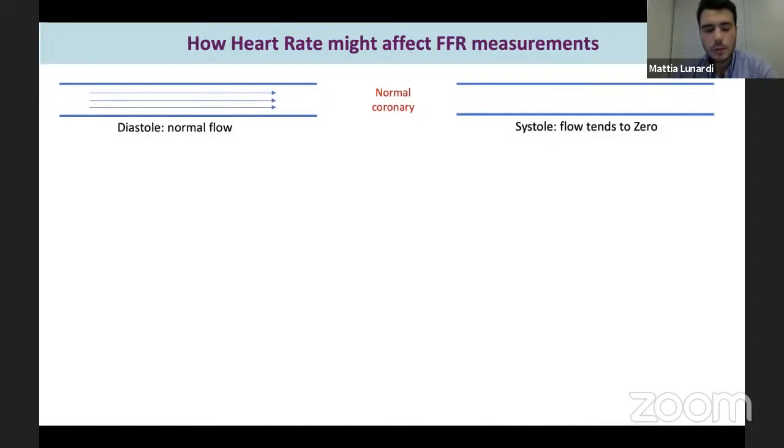To answer your question, we have to think a little about the basis of FFR. FFR derives from the mean PDPA ratio obtained from the whole cardiac cycle. And we know that during the cardiac cycle, most of the flow is present during the diastole and not during the systole. So if we have a stenosis in the vessel, we can measure a pressure drop only during the diastole and not during the systole. When we have a pressure drop that is absent, the ratio PDPA tends to 1 during the systole.